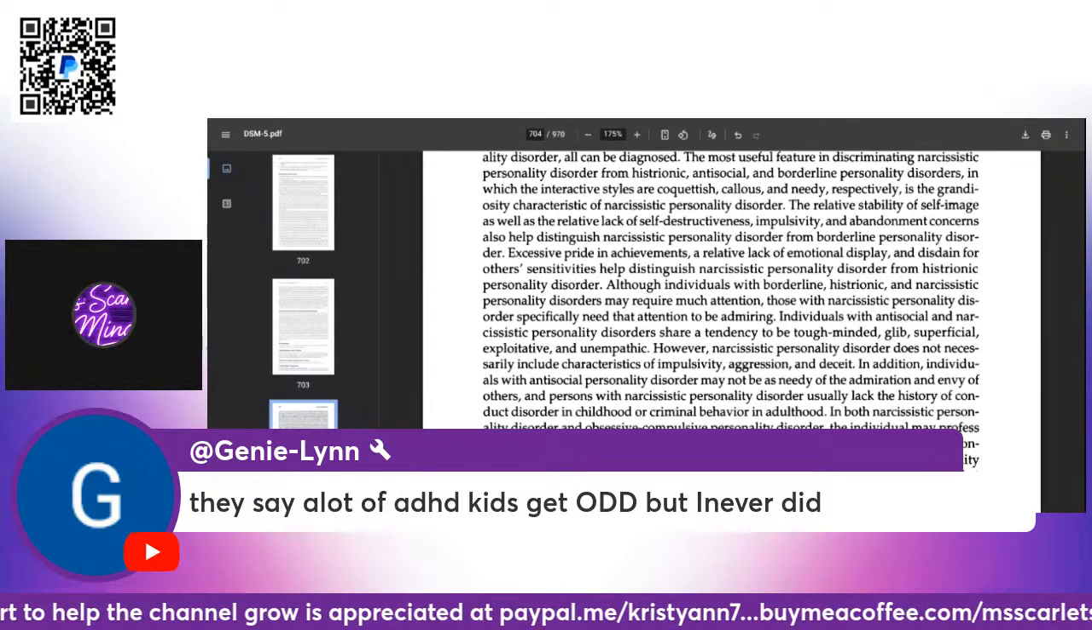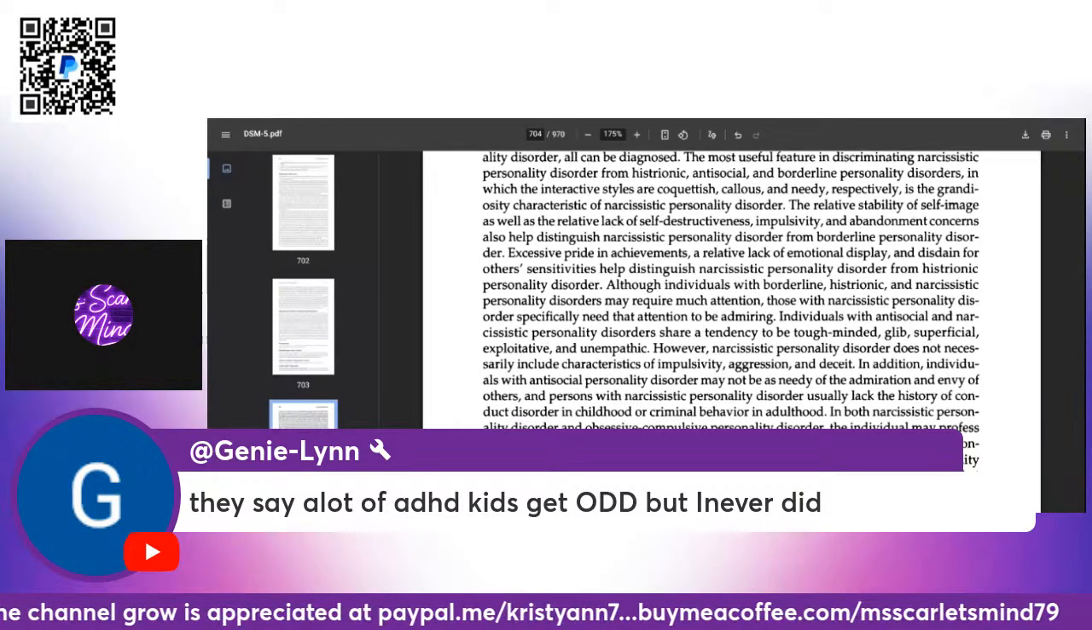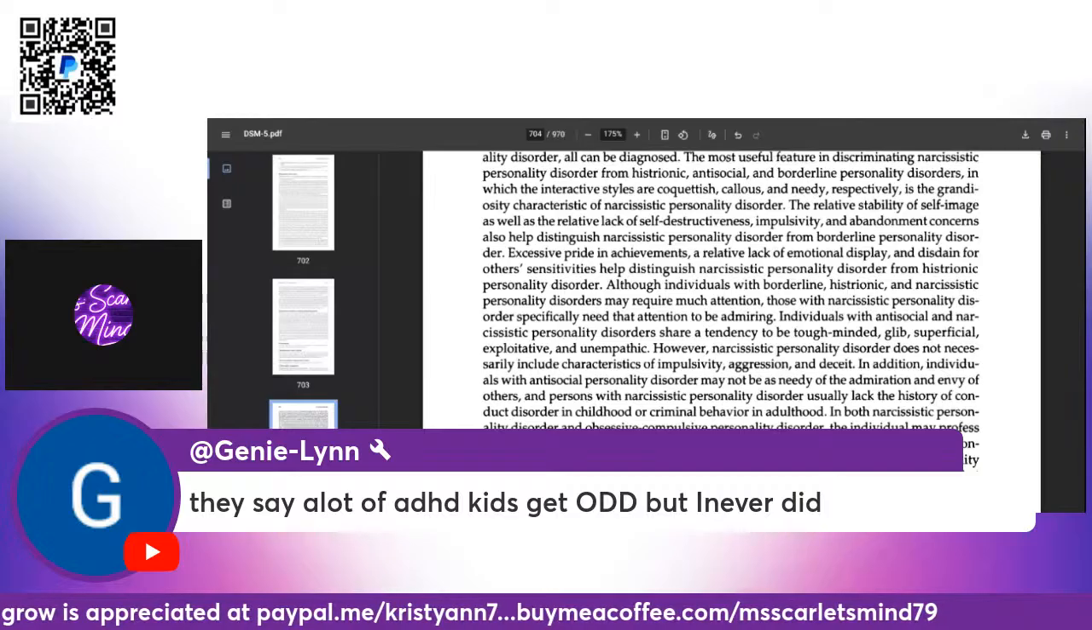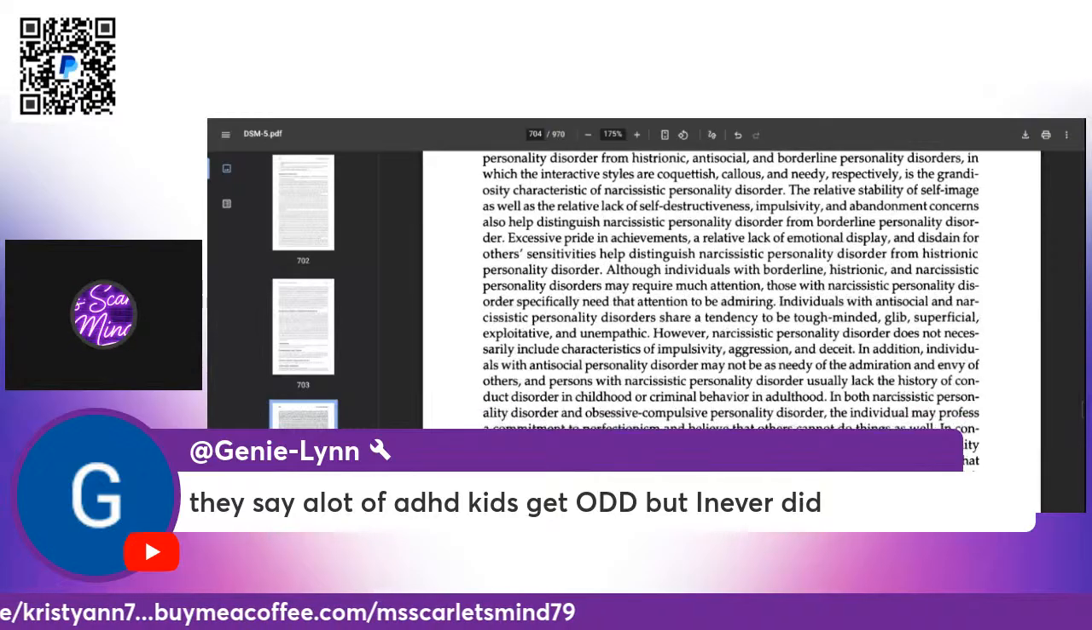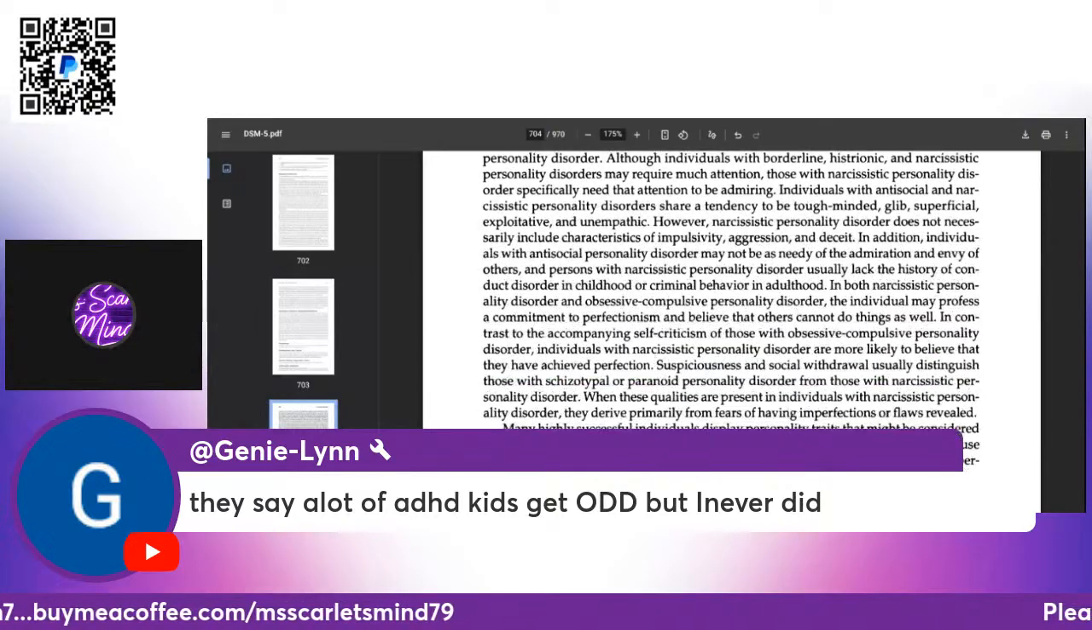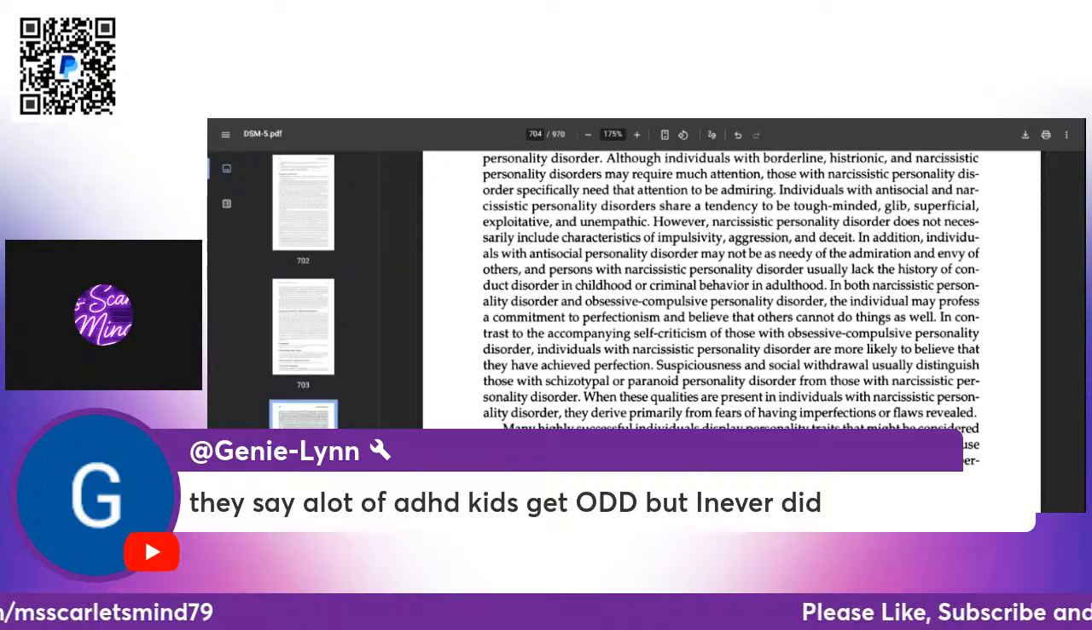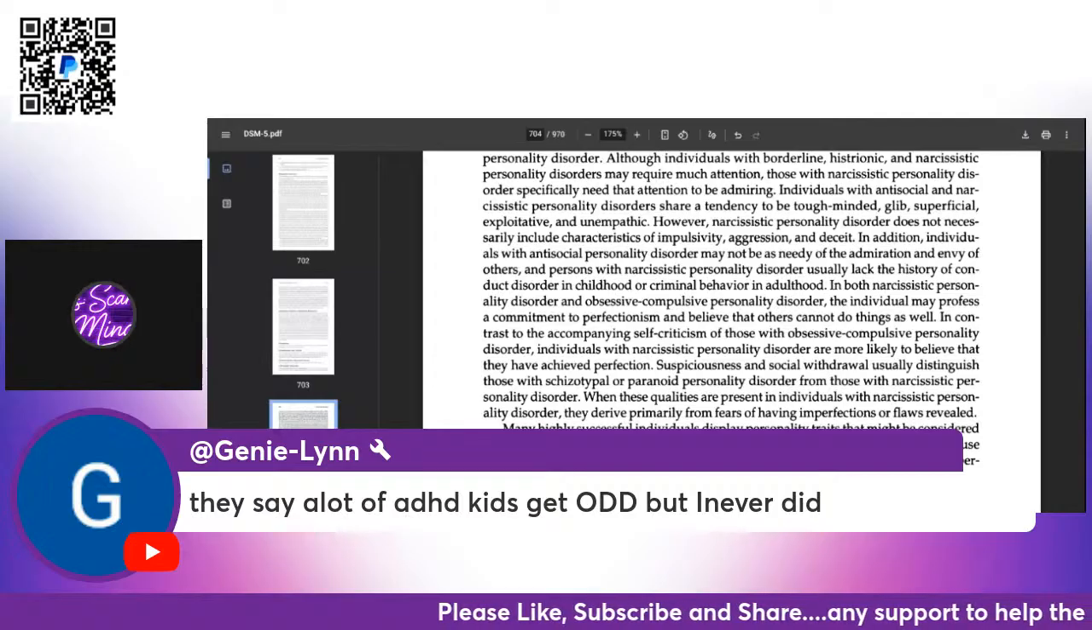Why can't I find it? Why has it literally just gone out of my head? I swear to God, I hate when I do this. I'll start talking and I literally can't even think of the damn word. Oppositional. Oppositional. Thank you.